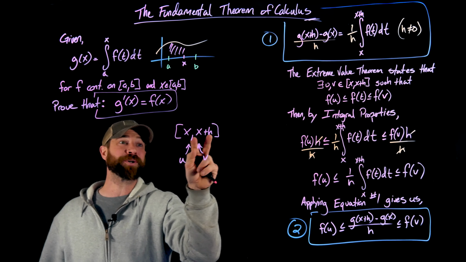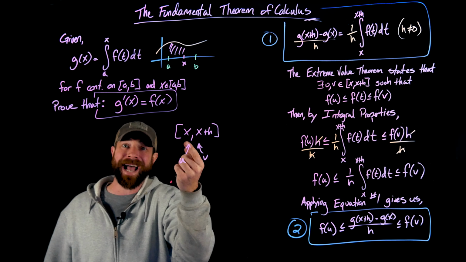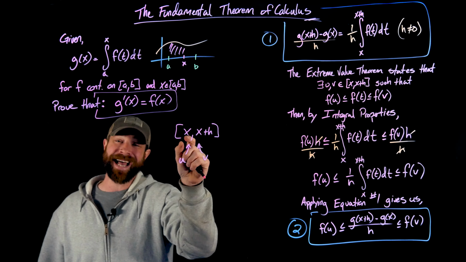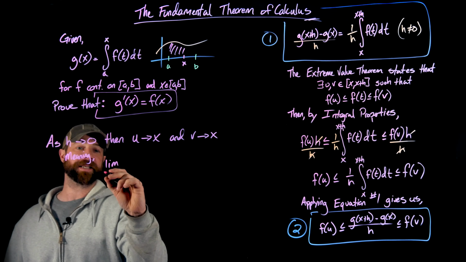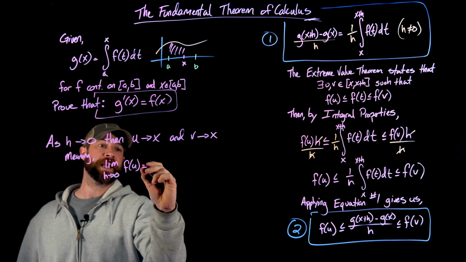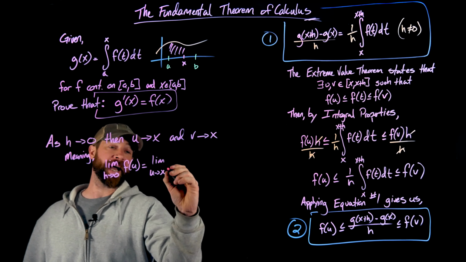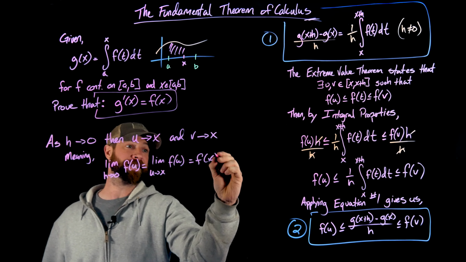Meaning, as h goes to 0, the only representative point in here becomes x. So specifically, u and v go to x. Or in other words, mathematically speaking, the limit as h goes to 0 of f of u equals the limit as u goes to x of f of u, which is f of x.